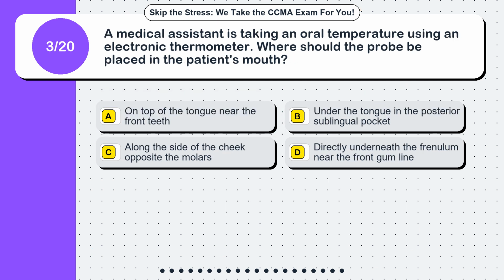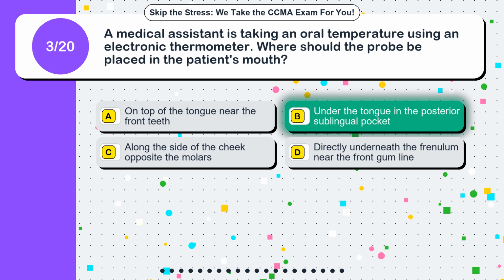Question 3. A medical assistant is taking an oral temperature using an electronic thermometer. Where should the probe be placed in the patient's mouth? Option A. On top of the tongue near the front teeth. Option B. Under the tongue in the posterior sublingual pocket. Option C. Along the side of the cheek opposite the molars. Option D. Directly underneath the frenulum near the front gum line.